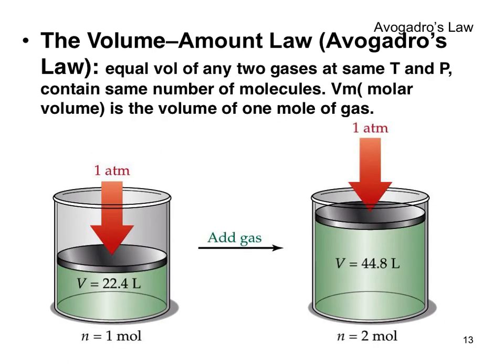Okay, let's then talk about Avogadro's law. Avogadro's law essentially relates the amount of a gas to its volume. What it says is that equal volumes of any two gases at the same temperature and pressure will contain the same number of molecules, and that number happens to be Avogadro's number, 6.02 times 10 to the power of 23 particles. In that sense, Vm, also referred to as molar volume, is basically the volume of 1 mole of the gas.